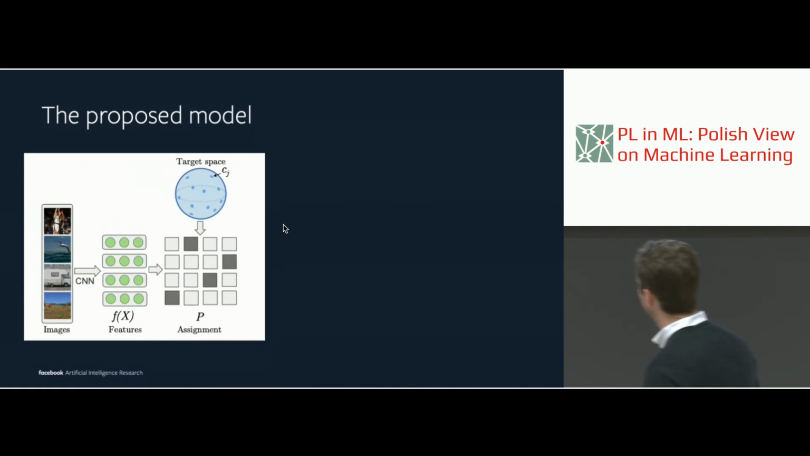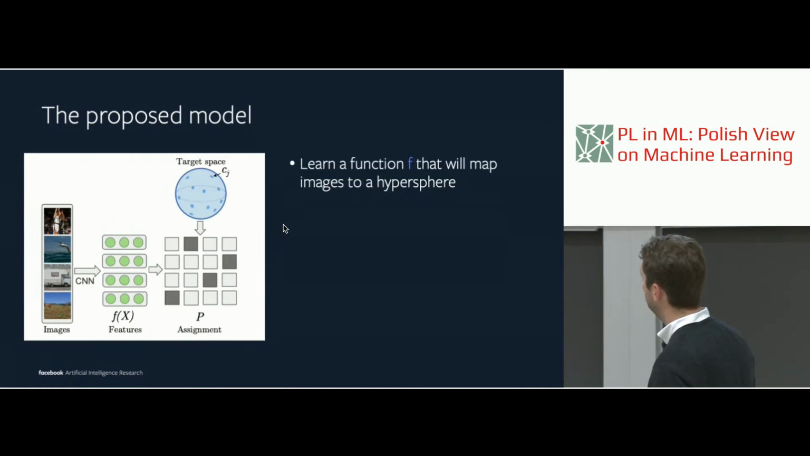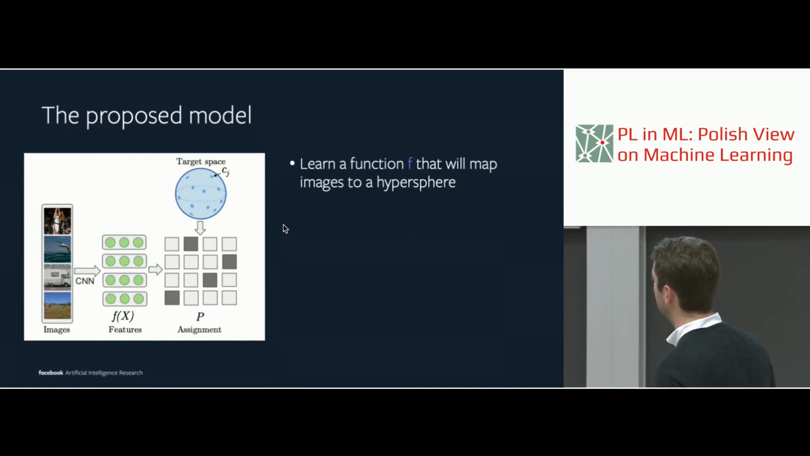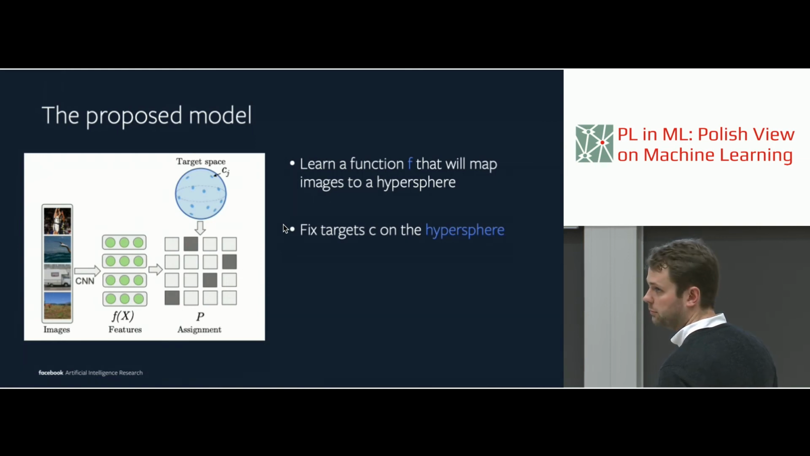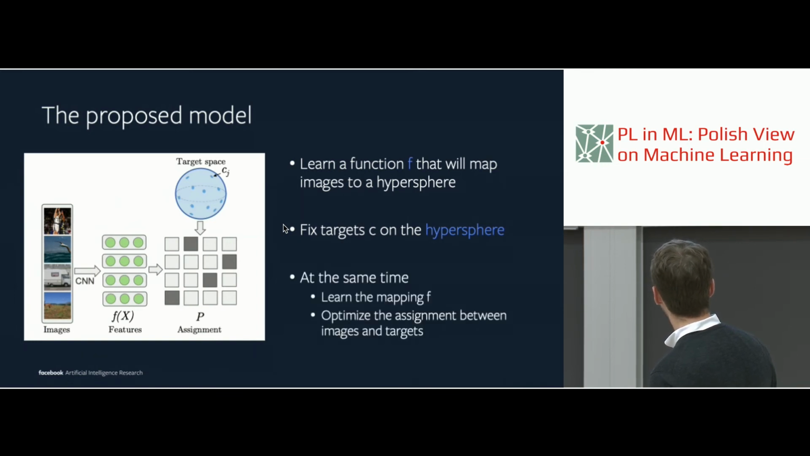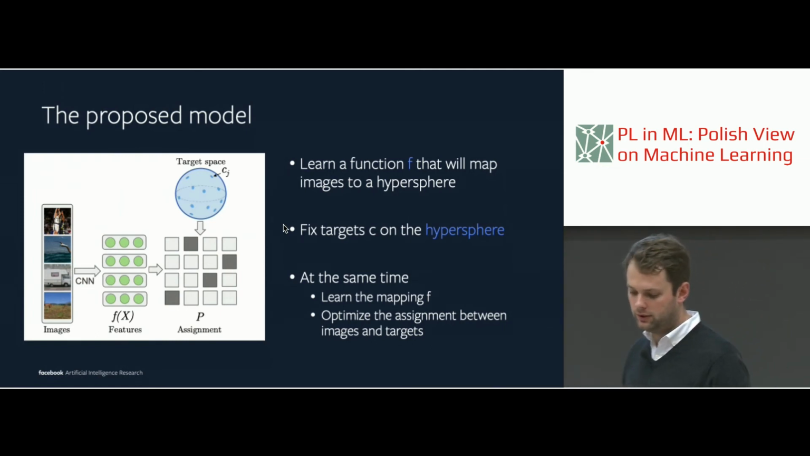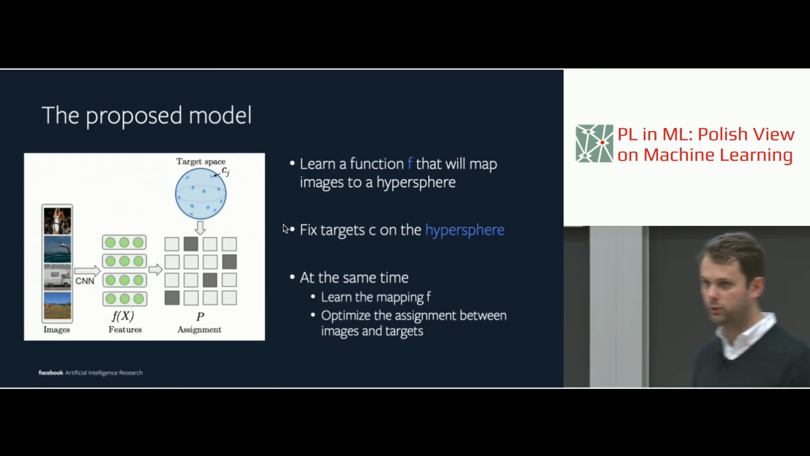So the model we proposed was the following. We were learning a function f, which was a convolutional neural network, mapping from images to this high-dimensional space. We were sampling points on the hypersphere once and for all, fixing them, and at the same time optimizing the parameters of the CNN and optimizing the assignment between images and these points.